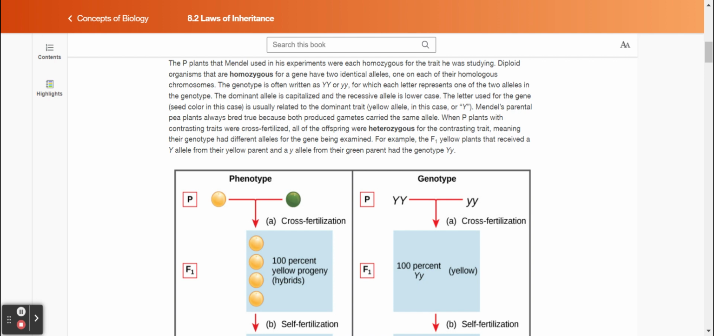When pea plants with contrasting traits were cross-fertilized, all of the offspring were heterozygous for the contrasting trait, meaning their genotype had different alleles for the gene being examined. For example, the F1 yellow plants that received a capital Y allele from their yellow parent and a lowercase y allele from their green parent had the genotype capital Y, lowercase y.